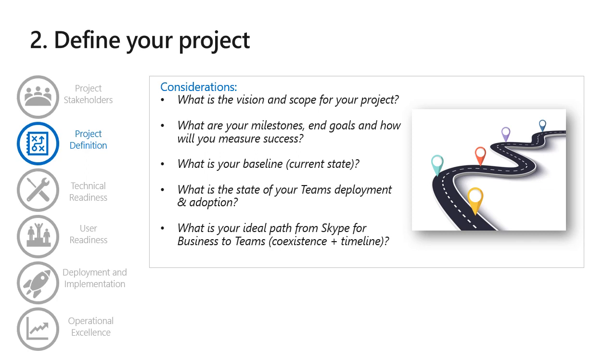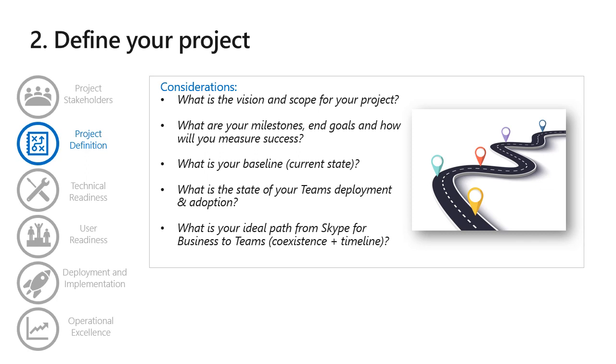Now we need to define our project. We need to consider what is the vision, what is the scope for the project. We're looking at digital transformation as an example, and changing the way our folks work on a daily basis. Well, let's understand what that full vision is and what that scope of that project is. Then you can lay out what your milestones are, determine what your end goals are, and most importantly, how you are going to measure whether this was successful or not.